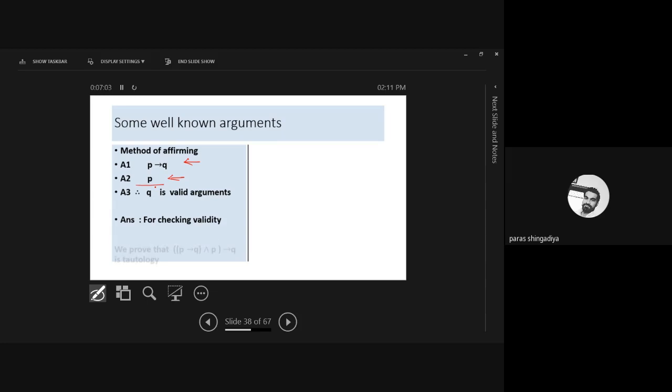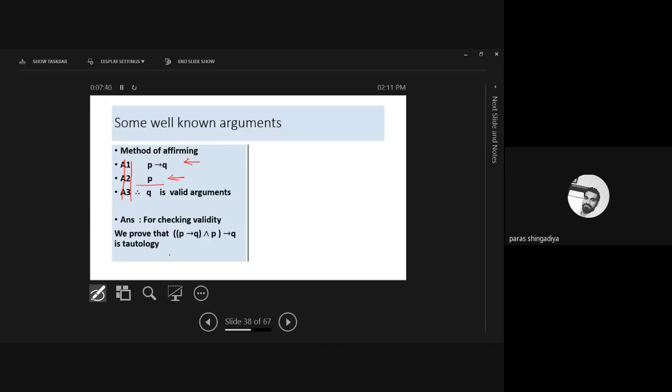So let's first predict the formula based on the data. Three statements are given, A1, A2, A3. In the exam, A1, A2, A3 will not be mentioned. Just these three forms will be written: P conditionally Q, P, and therefore Q, and you check the validity of the argument. First one is A1, second is A2, third is A3, fourth is A4, and so on. Follow this sequence and create a formula to check the validity.